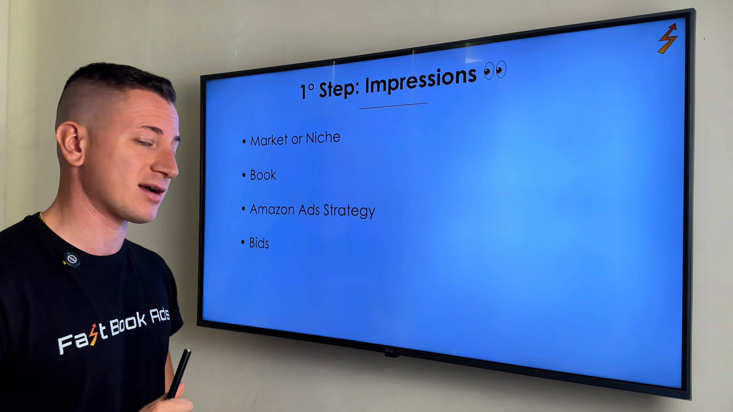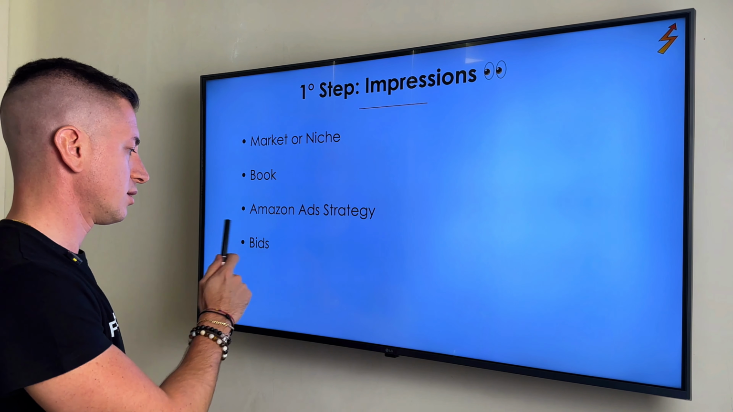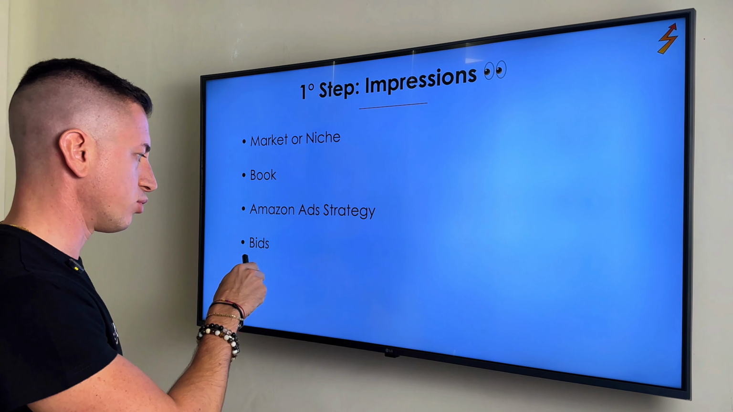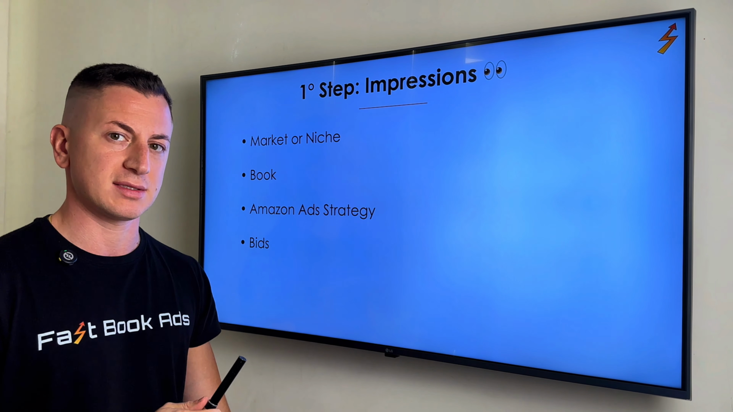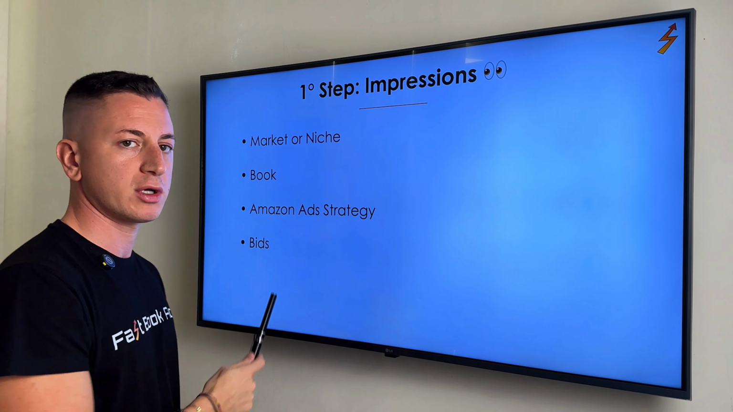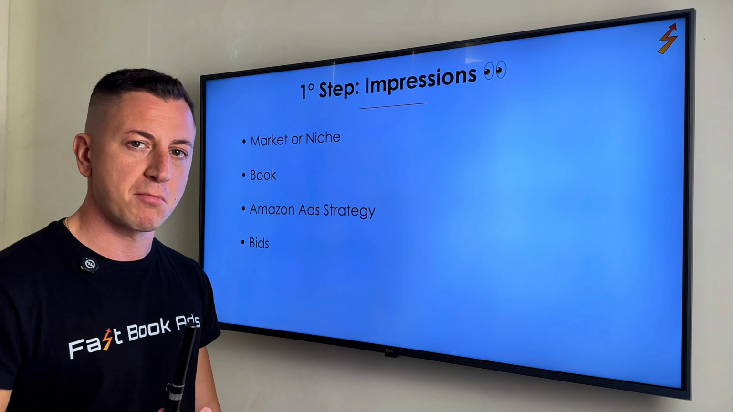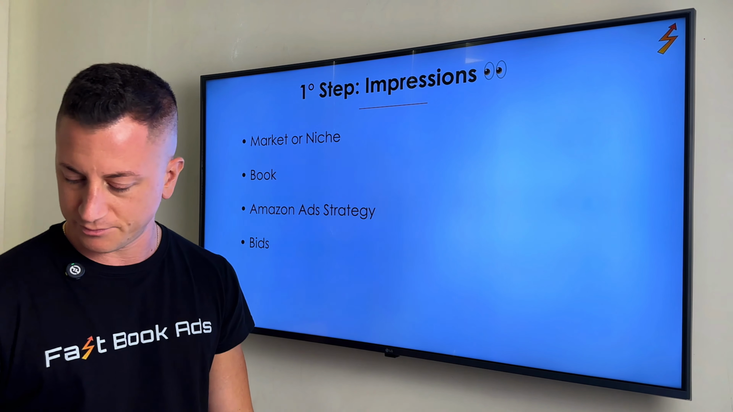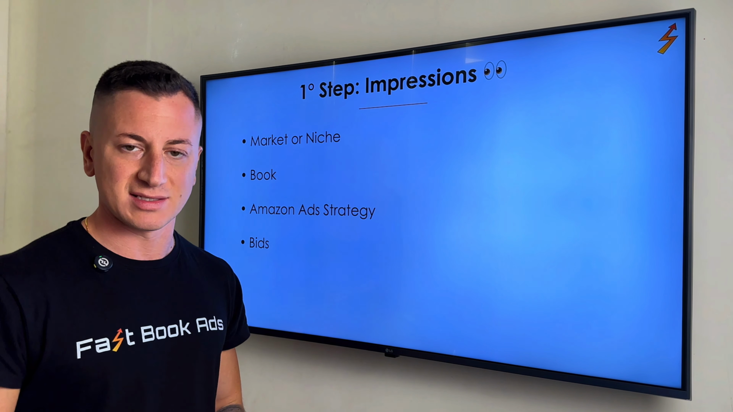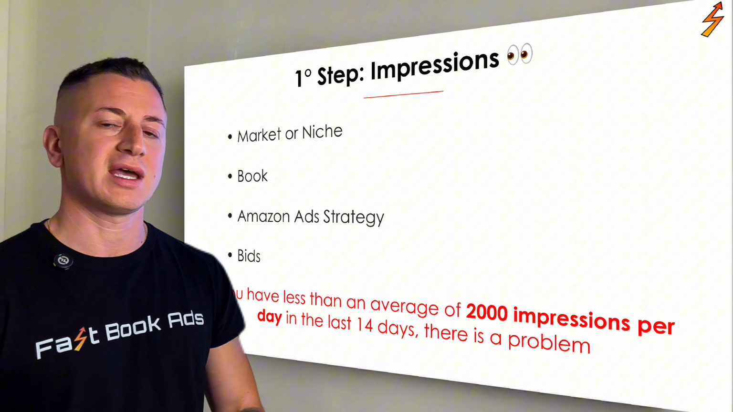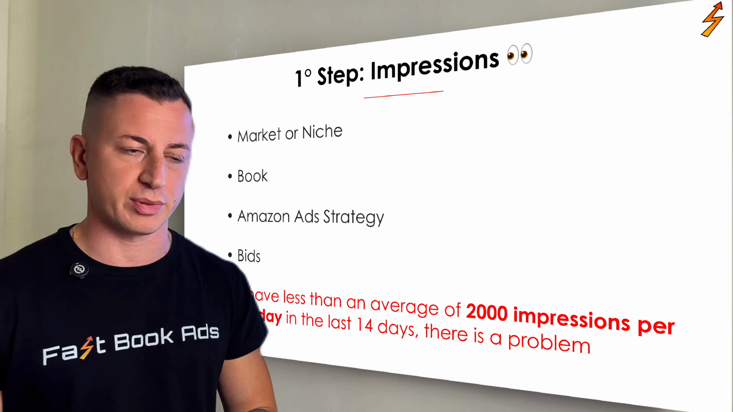And the last factor, only the last one, is the bids. I put it at the end for a reason, because it's the last thing you have to look at, because the market and the book you have published are much more important than bids. But how many impressions do you need to generate at least? You need to generate at least 2,000 impressions per day.